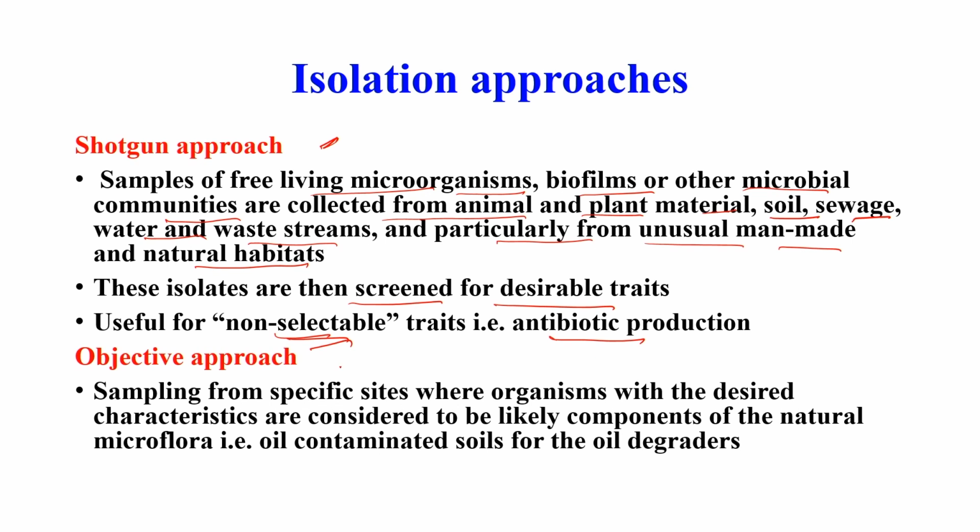Another approach is the objective approach. Objective means you do the sampling from a specific site where it is expected that organisms with the desired characteristics are present. For example, if you want to isolate oil degraders, you can select oil contaminated soils.